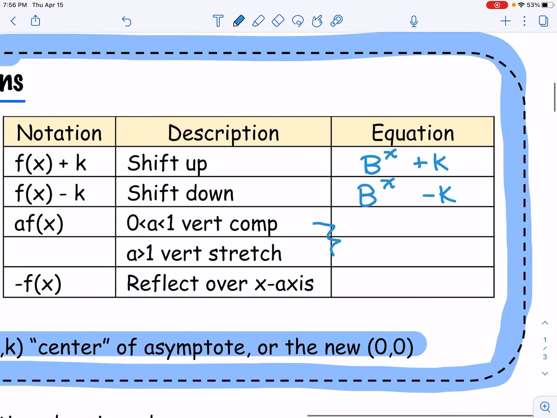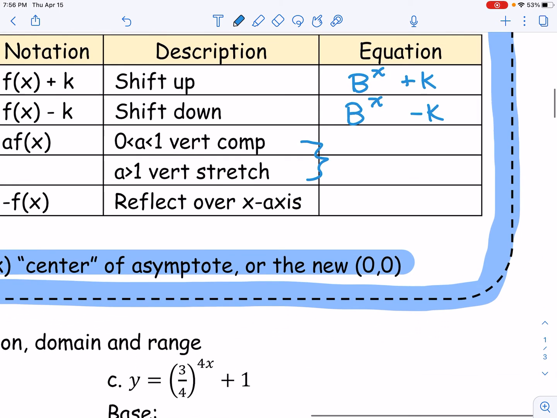If I am vertically stretching or compressing, that means I have a number times my base raised to the x power. This is separate. This is not the same thing as ab raised to the x power, so just keep that in mind. All right, and then lastly, if I'm reflecting over the x-axis, then I'm going to see a negative b to the x power. Again, there are no parentheses there, so be careful.